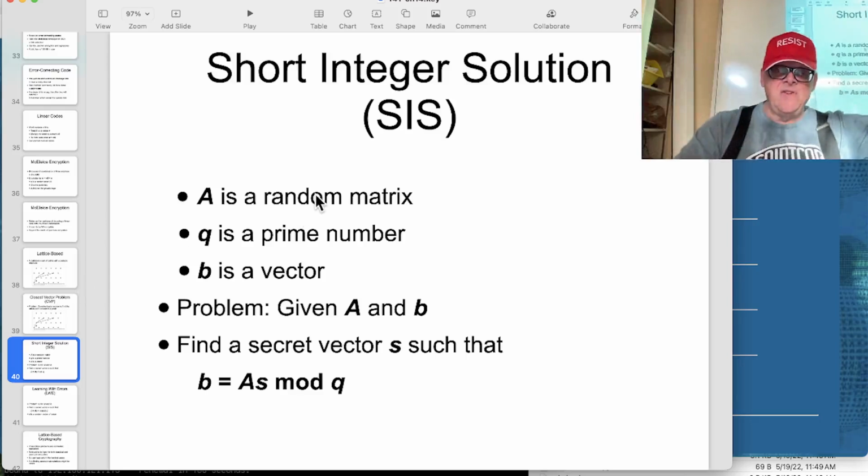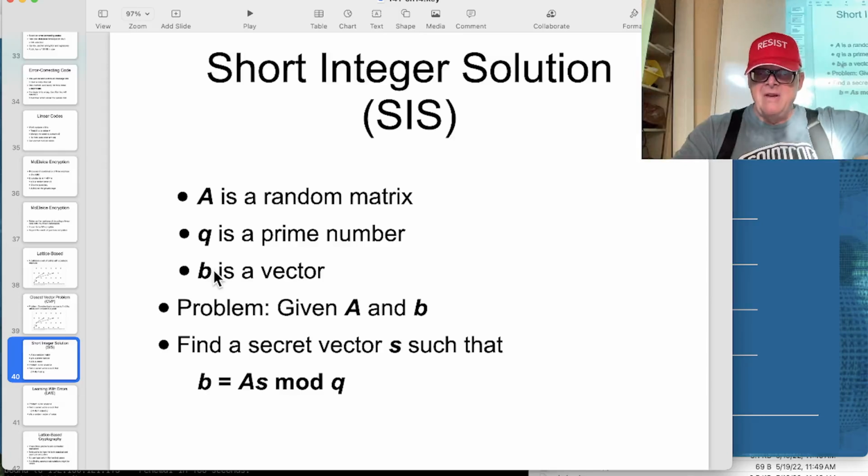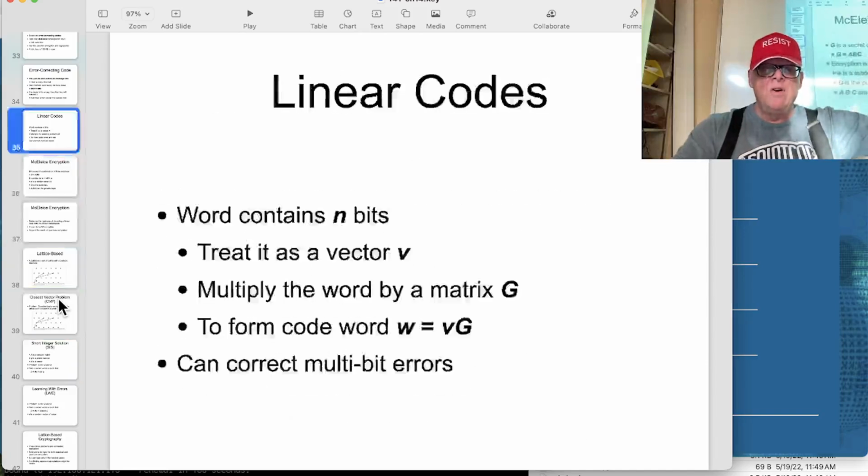So that's the game, and so here's a way to do it with mathematics. A is a random matrix, Q is a prime number, and B is a vector. And so you're trying to find a secret vector so that a random matrix times the secret vector will take you to the vector you're looking for. This is another way to look at it. I think this is more explanation of the same one.